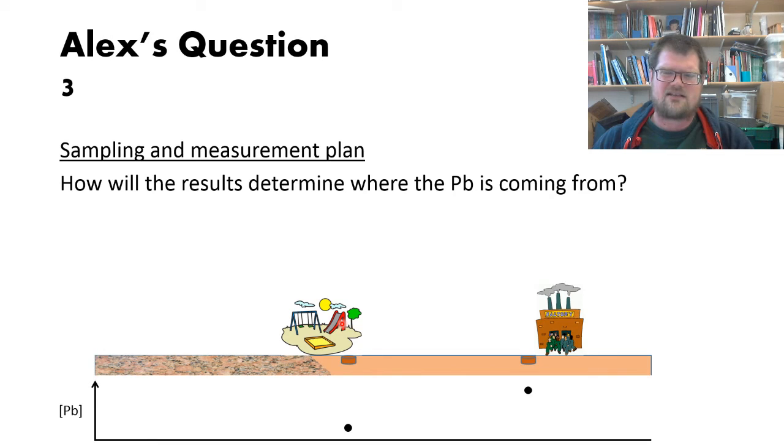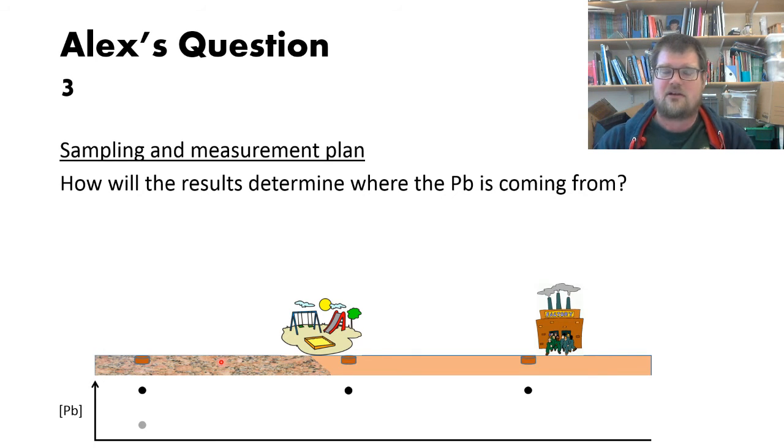I don't think that necessarily we can use that to say the lead is coming from the factory. I mean, if we had high lead at the playground, high lead at the factory, that still doesn't suggest that lead is definitely coming from the factory and not from the granite intrusion. Okay, so we might need to think about having a more detailed sampling strategy.